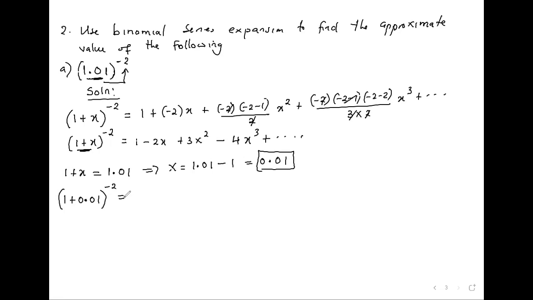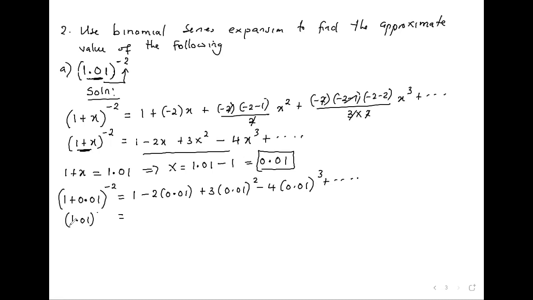Do we have to expand again? No, we already have the expansion here. The beauty is we've just found the value of x. So we'll now take the value of x: 1 minus 2 multiplied by 0.01 plus 3 multiplied by 0.01 squared minus 4 multiplied by 0.01 to the power 3. Like that. And then on the left, this is just 1.01 to the power -2 now.